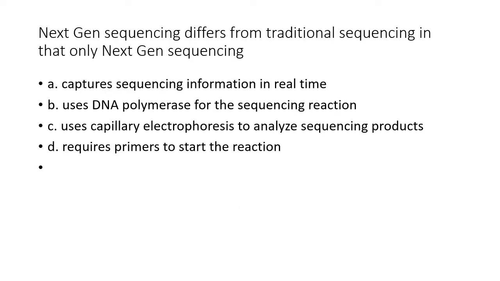Okay, next-gen sequencing differs from traditional sequencing in that only next-gen sequencing captures sequencing information in real time, uses DNA polymerase for the sequencing reaction, uses capillary electrophoresis to analyze products, requires primers to start the reaction. Okay, so the answer is A. It's only next-gen that captures the information in real time.